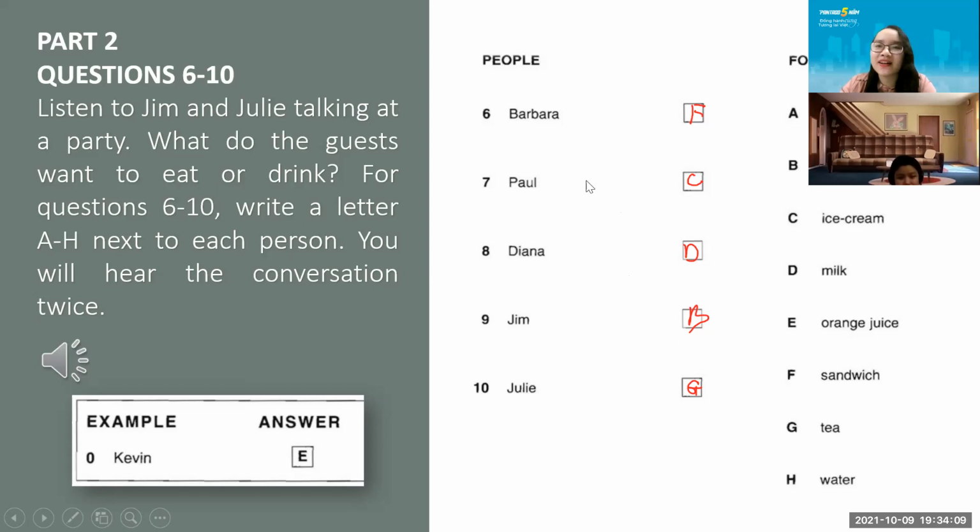Right, first we have Barbara. What does Barbara want? Barbara wants a sandwich. Đúng rồi, ở đây Barbara sẽ muốn ăn bánh sandwich ha. Rồi con có thể nghe thêm được thông tin là bạn Barbara muốn sandwich của mình nhân gì không? What does she want in her sandwich? Con nghe thấy không? Cheese, that's right. She wants cheese in her sandwich. Can you say that in full sentence? Con nói một câu đầy đủ cho cô đi. She wants cheese in her sandwich. Very good.